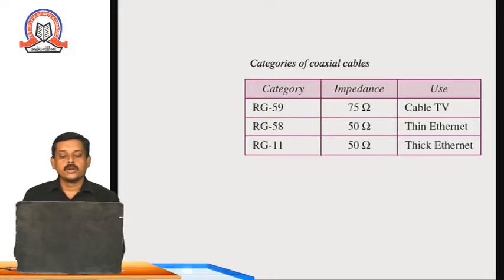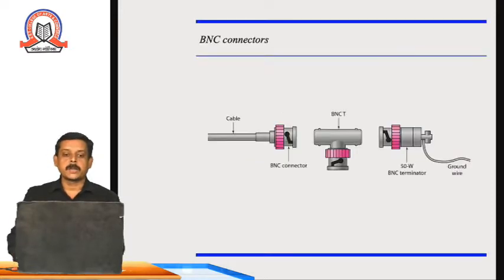Usually coaxial cable has three categories: RG59, RG58 and RG11, which have different impedance levels, that is 75 ohm to 50 ohm, and usually it is used for thick ethernet or thin ethernet as well as for cable TV data transmission. These are a few kinds of connectors which we use for connecting a coaxial cable. It is known as a BNC connector.